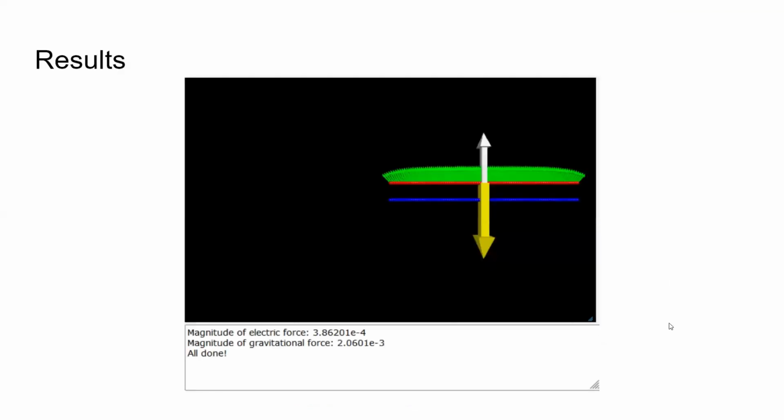Going into the results from the code, the green arrows are the electric field. Pointing down is the gravitational force, pointing up is the electric force, and these are the two tapes. The gravitational force is the same value, but now the magnitude of the electric force is actually lower than the magnitude of the gravitational force.